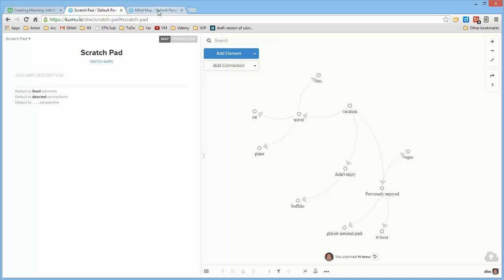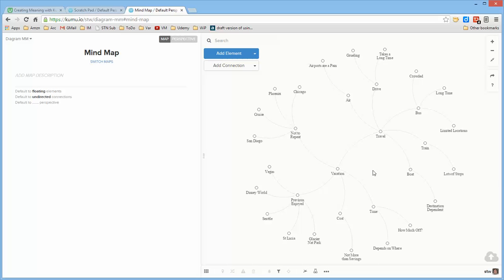When I started to do this, I did one on vacation, and I spent a little bit more time on it than I spent on the other one. So I was concerned about the time and the cost and the previously enjoyed and the not enjoyed in travel, and there were a lot more travel options. Sometimes this is also used for brainstorming if you're into that kind of thing.